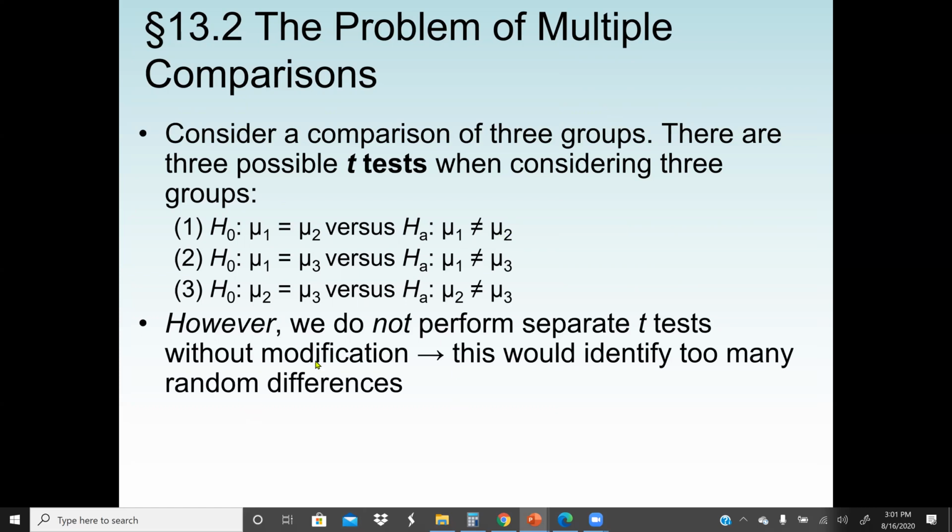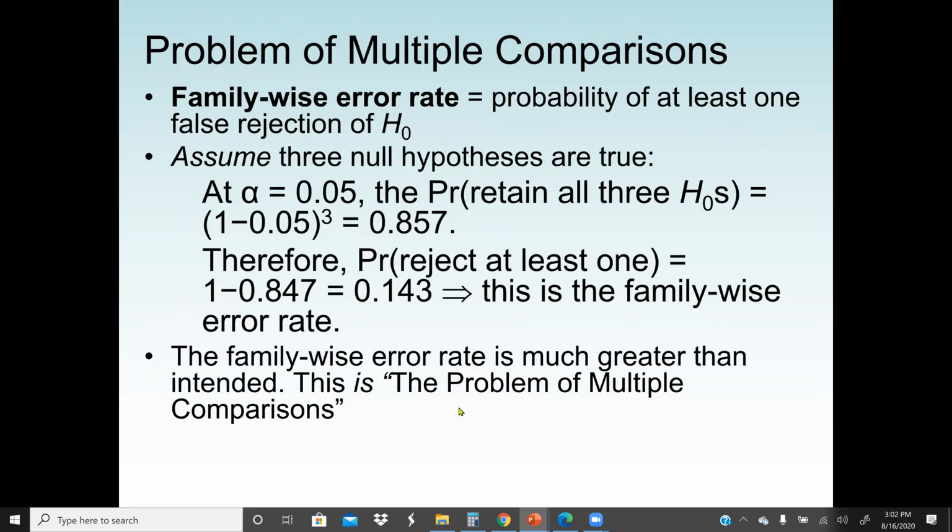We also said that, however, we do not perform separate t-tests without modification. This will identify too many random differences. The best way to do it, I would just say HO is mu1 equal to mu2 equal to mu3, and HA is mu1 not equal to mu2 not equal to mu3, or mu1 not equal to mu2. Then from there we start our steps. So here we see the problem of multiple comparisons.